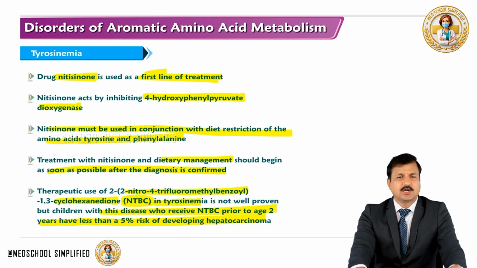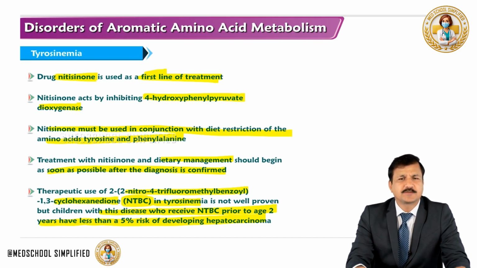So that's about tyrosinemia, the different types of tyrosinemias which are associated with defects in the metabolism of tyrosine. In fact, defects in the catabolism of tyrosine.